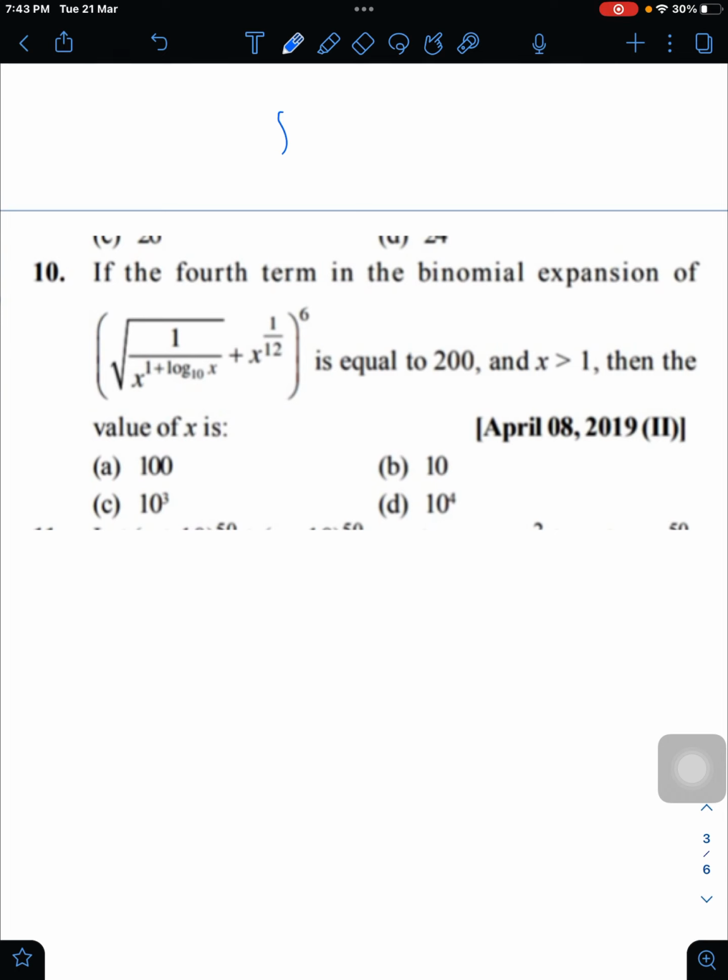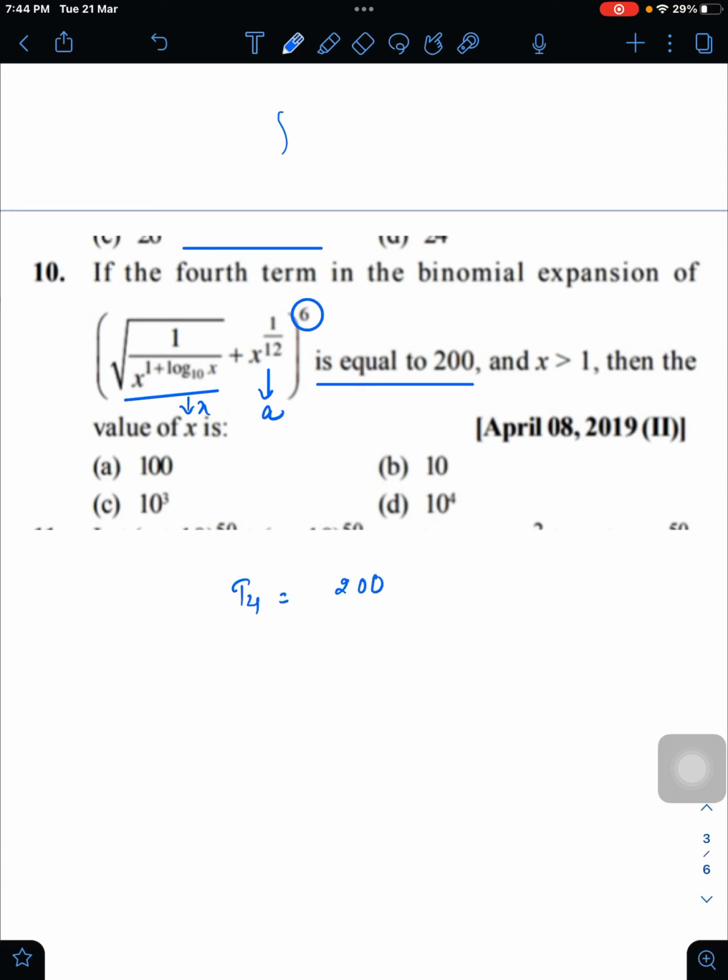No, beta. Again, the same kind of questions, but the complication level has been increased. In this case, this x is our a, and this is our n. So f is equal to 200. Again, the fourth term is given as 200, beta. So what I will write, t4 is equal to what?